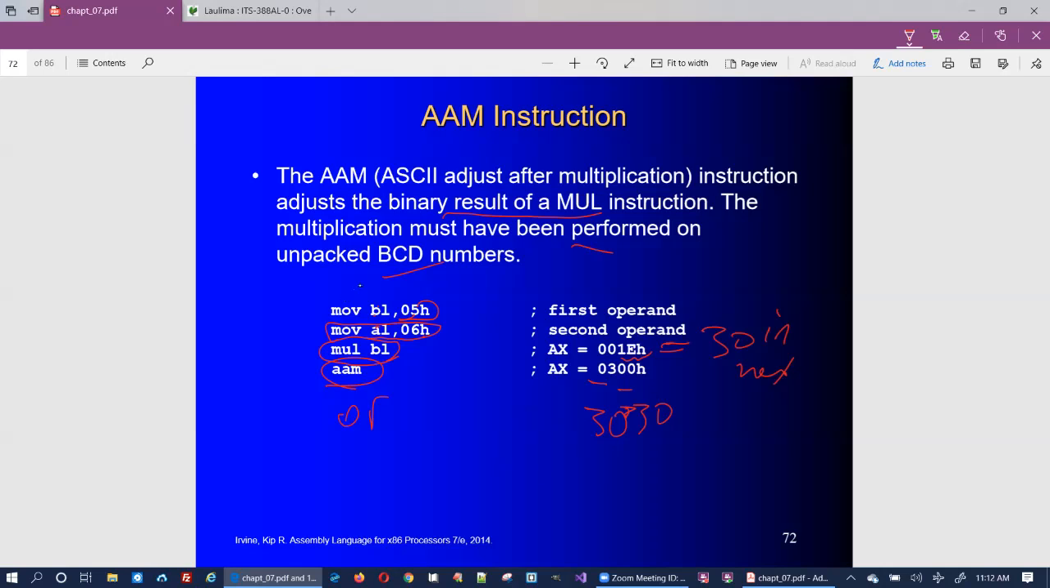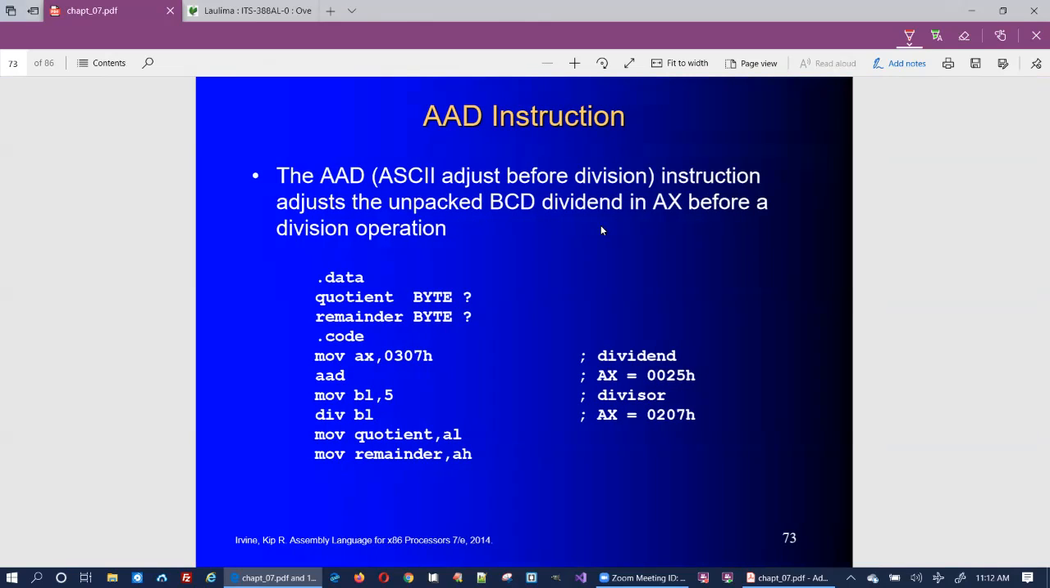And presumably, if these were ASCII, you would have to AND them with 0F, which would AND off the upper bits of the nibble and convert them to unpacked decimal. All right, and same with ASCII adjust before division. You have to do the adjusting before you do the division, and then it converts them into the right kind of representation, where once the regular division is done, it'll end up being the correct result.